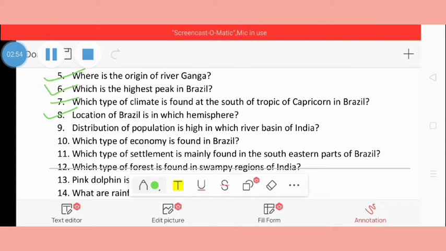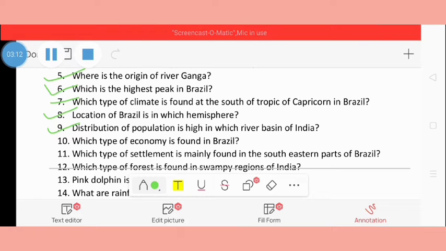Next, question number 9. Distribution of population is high in which river basin of India? The distribution of population is high in the Ganga river basin of India.